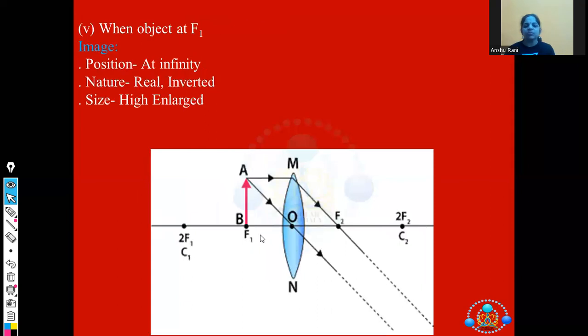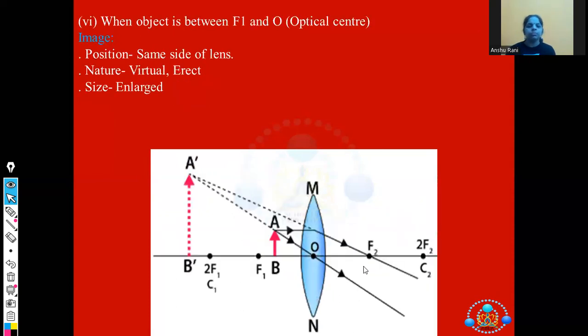When the object is at F1, when the object is at focus, the image will be formed at infinity. This is the ray parallel to the principal axis that is passing through focus. The second ray, which is passing through optical center, will pass through it as such without showing any deviation. These two rays will never meet. You can see the image will be formed only at infinity.